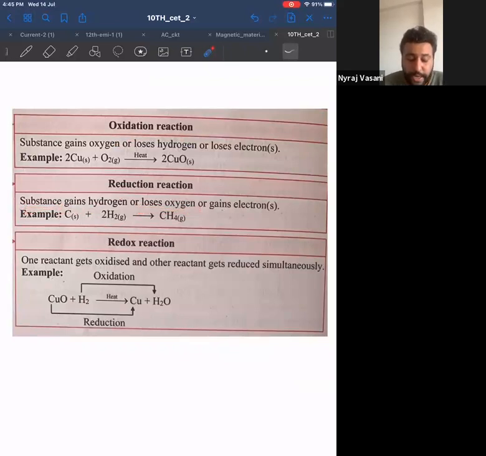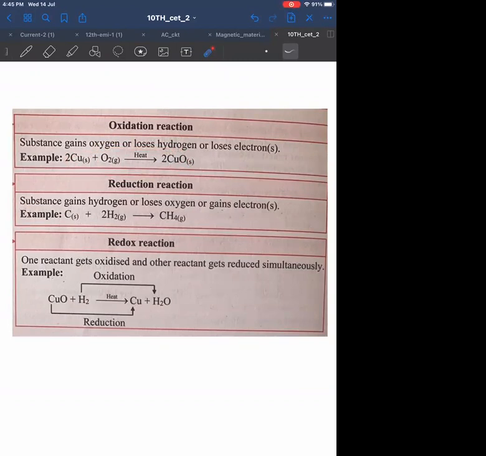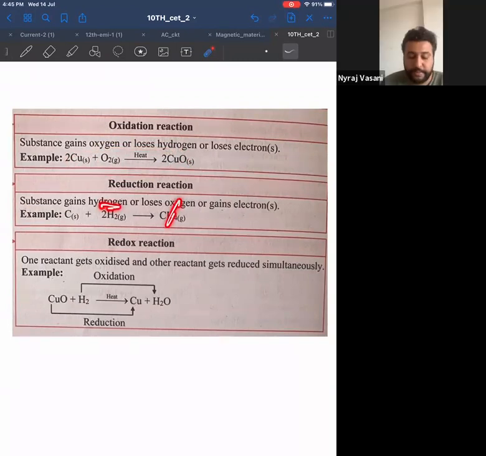So over here, oxygen is added and oxygen becomes a part of the product. This is called oxidation. And anytime when I gain a hydrogen, that is called reduction. Gaining oxygen is the same as losing hydrogen. Gaining hydrogen or losing oxygen come under the same category.